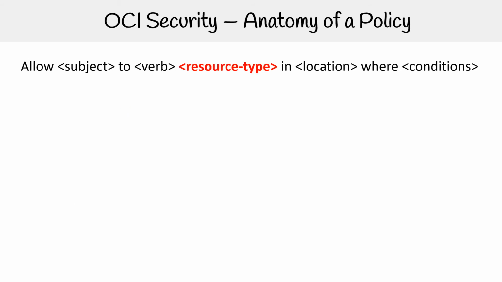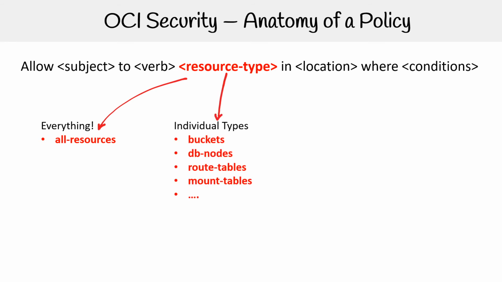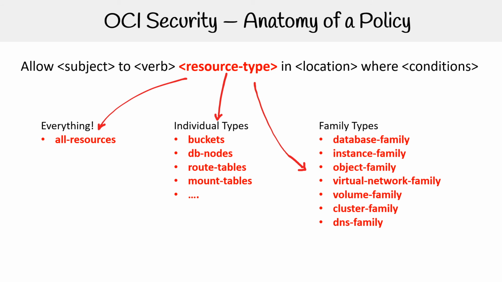Next, we have resource types. If you want to specify all resource types, you would just say all resources. If you want to specify individual types, such as only access to buckets or only access to route tables or only access to a particular type of server, then you do individual types. But sometimes individual types can be a bit cumbersome, so you might want to include everything within a category, which they call families. So maybe you want to say all types of databases or all types of servers or all types of storage volume. So database family would be all databases that you could put in there.